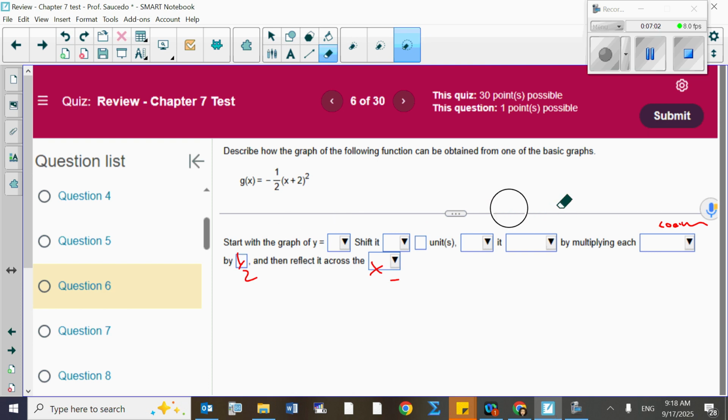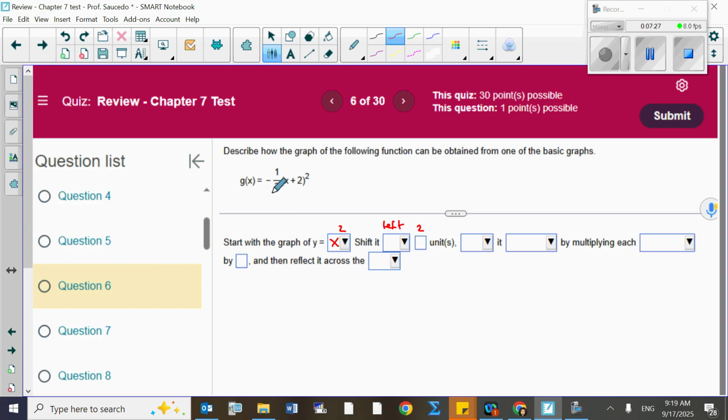Okay. Transformations of this function. The parent function is x squared. So we're going to start with the graph of y equal to x squared. We're going to shift this left 2 units because I have plus 2 next to the x. So this is left 2 units.